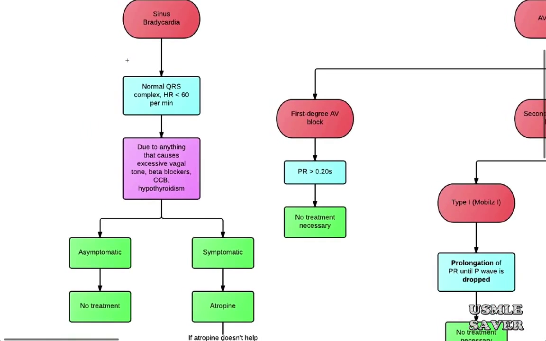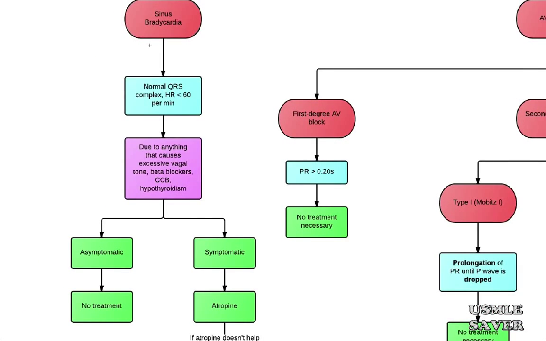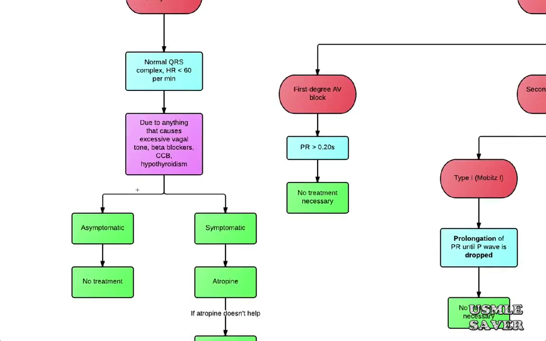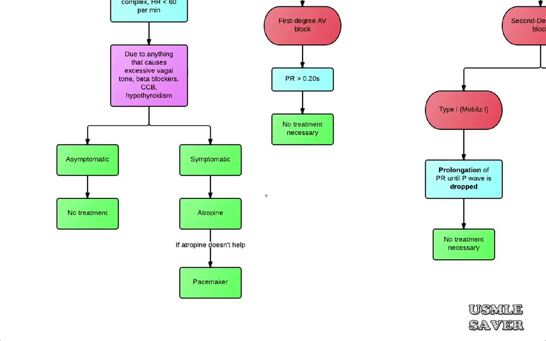In sinus bradycardia, patient has normal sinus rhythm and heart rate is less than 60 beats per minute. Sinus bradycardia is caused by basically anything that can cause excessive vagal tone or medications that decrease the heart rate like beta blockers, calcium channel blockers, or any other medication you can think about. Management depends upon symptoms. If patient is asymptomatic, there is no treatment necessary. However, if the patient is symptomatic, then atropine is the first-line treatment. If that doesn't work, then pacemaker is the definitive treatment.